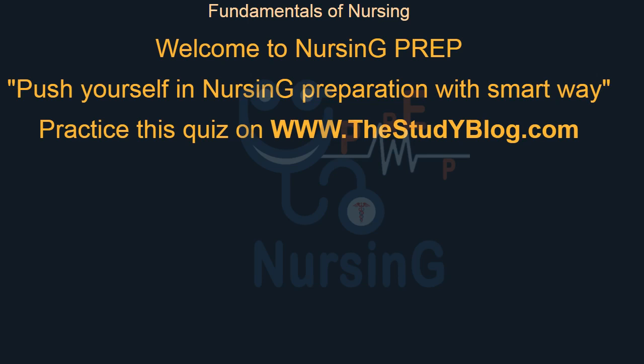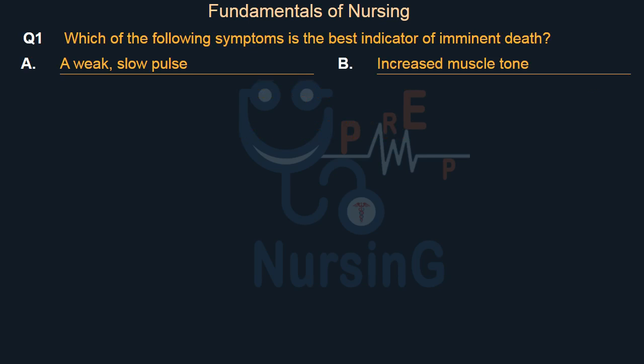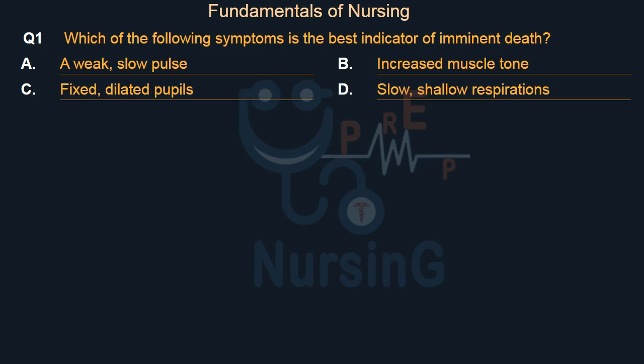www.thestudyblog.com. Fundamentals of nursing. Which of the following symptoms is the best indicator of imminent death? Option A. A weak, slow pulse. Option B. Increased muscle tone. Option C. Fixed, dilated pupils. Option D. Slow, shallow respirations.